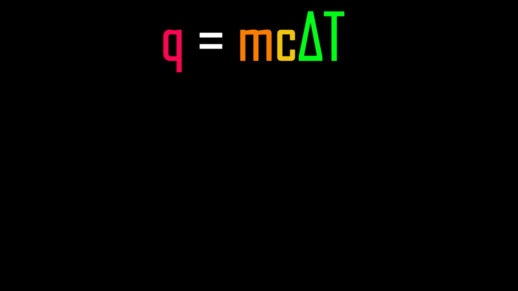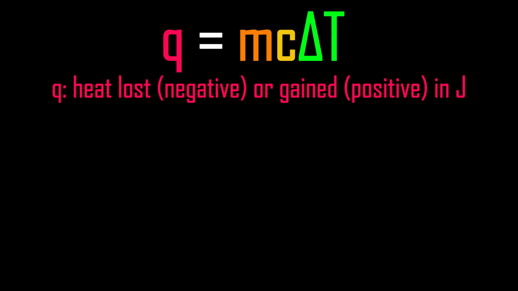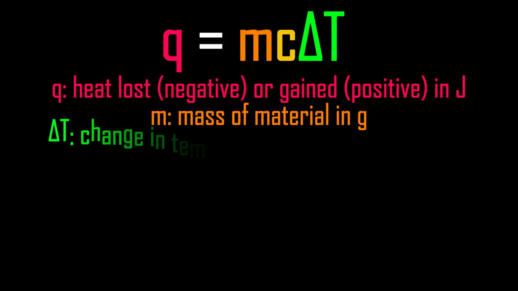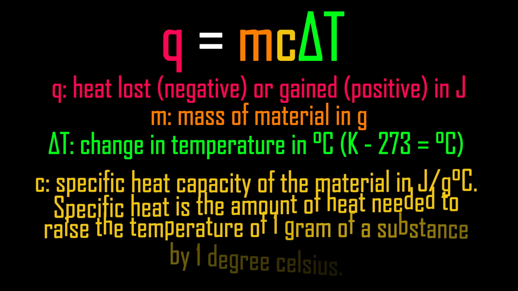The equation used to measure this heat transfer is called Q equals m times C times delta T. Q is the amount of heat lost or gained, and it's usually measured in joules. When heat is lost, Q is negative, and when heat is gained, Q is positive. M is the mass of the material measured in grams. Delta T is the temperature change of the material measured in degrees Celsius. Some problems might give you the temperature in Kelvin, so remember to subtract 273 from the temperature in Kelvin to get it to Celsius. Finally, C is the specific heat capacity of the material.